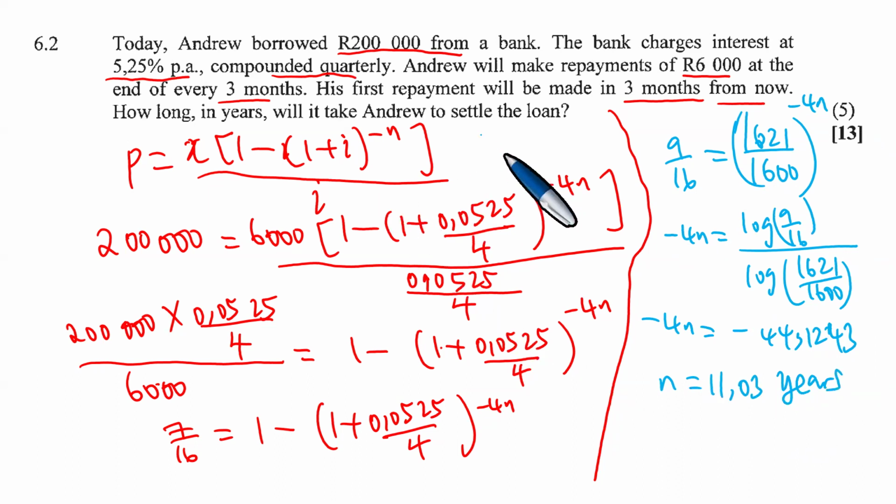You're asking the question: his first repayment will be made in 3 months from now. How long in years will it take Andrew to settle the loan? Now, there are a couple of things you need to take into account here. It is compounded quarterly, meaning it's compounded every 3 months. A quarter is every 3 months. But the first repayment is also made 3 months from now.